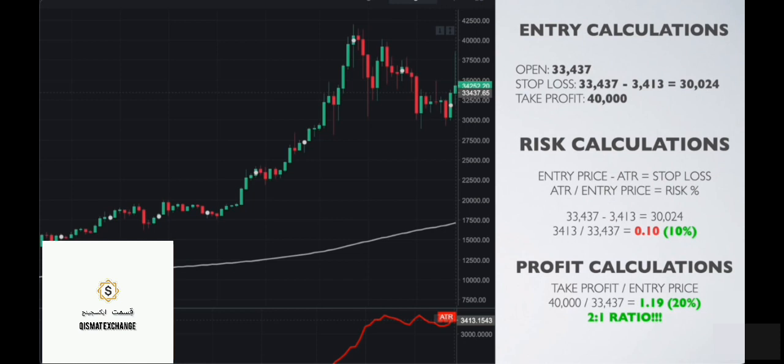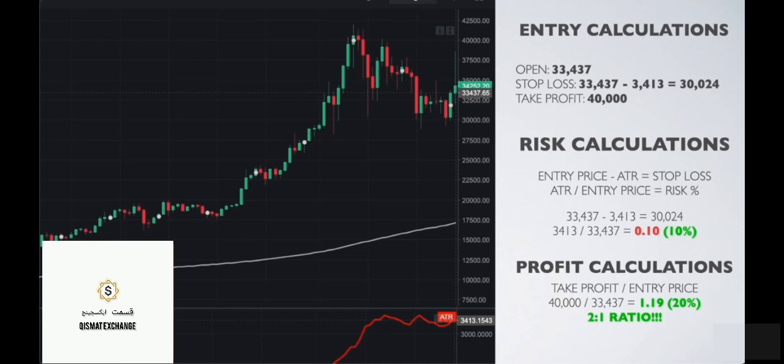Entry calculations. Firstly, the open of our position. You can see this right here is 33,437. This is our entry position. That was the price at the start of that candlestick. So our entry position, otherwise known as our open, 33,437. We need to put a stop loss in though. What is our stop loss?